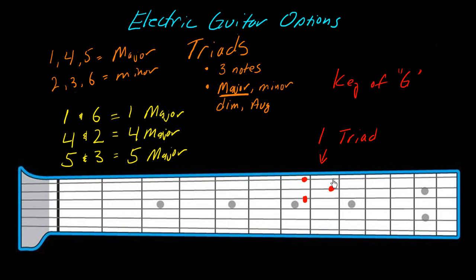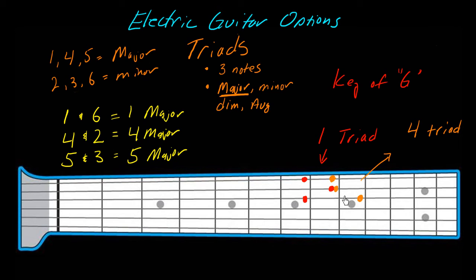So the 4 triad, remember we only need 1, 4, and 5. The 4 triad will involve this note, this same note, and this note. So this grouping, this pattern will be the 4 triad. And you will play that over both the 4 chord and the 2 chord.